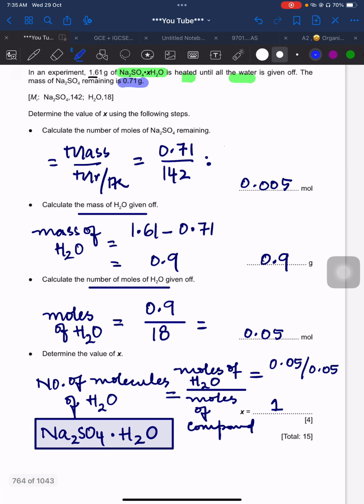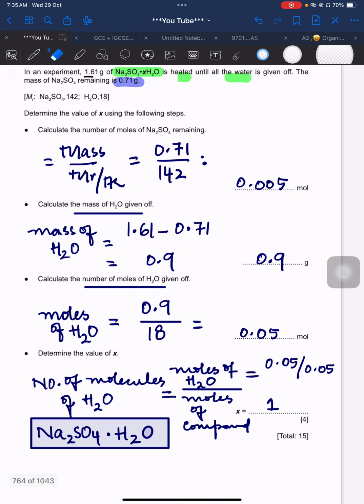And then we can say that the examiner has given you the Mr values for Na2SO4 and water at the start of the question. Then the examiner is asking for the value of X, which is the number of water molecules associated with the compound as water of crystallization. Let's see the question stepwise.